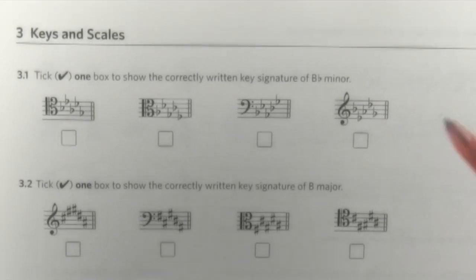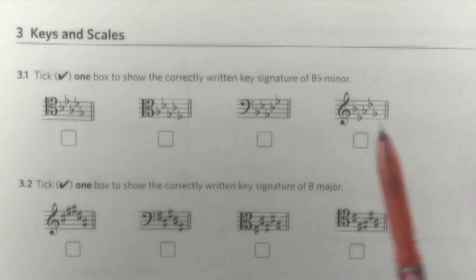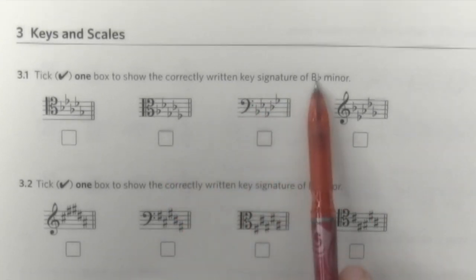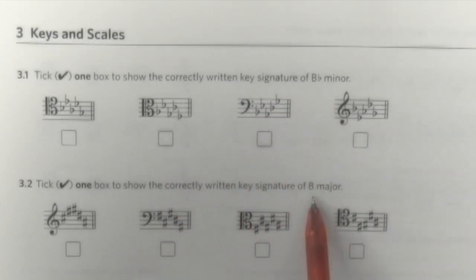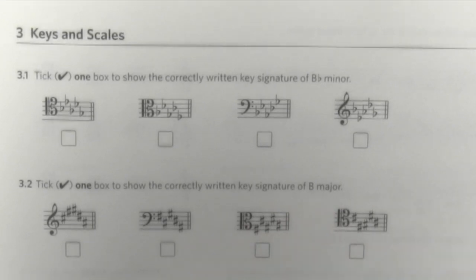In the first 2 exercises, we need to tick the box that shows the key signatures of B flat minor and B major correctly written. Now, you need to watch my videos relating to key signatures, and I link them below and on the card up here. You can also go onto my website.